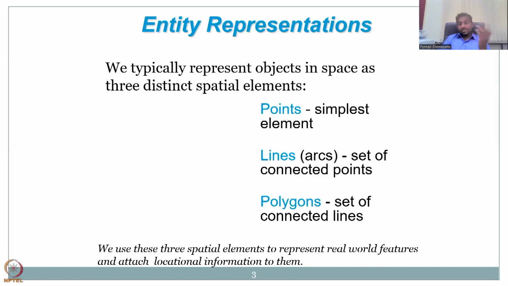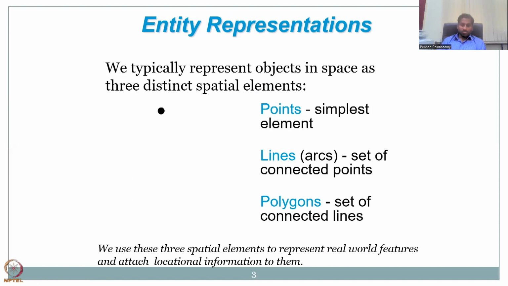Entity representation, as I said earlier, is done as 3 distinct spatial elements. A point, which is the simplest element. The point will have an XY pair, which is stored as a location-specific dataset. And then there are projections and coordinates that we will see in the next phase.